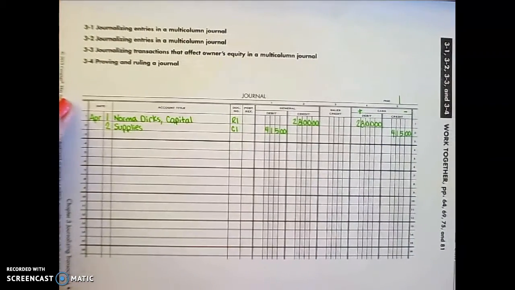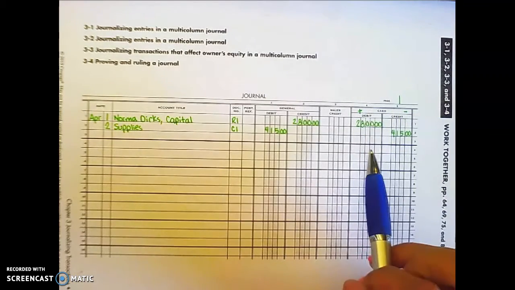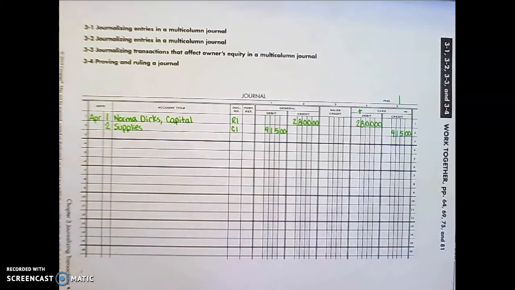This video is for section 3-2. You will need page 39 in your workbook, which is a continuation from the 3-1. And the instructions for this are on page 69. So we're just going to continue journalizing right where we left off as well.